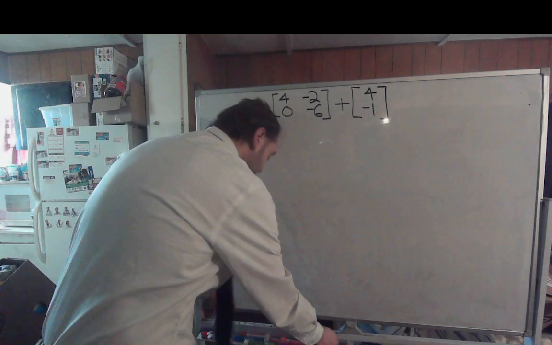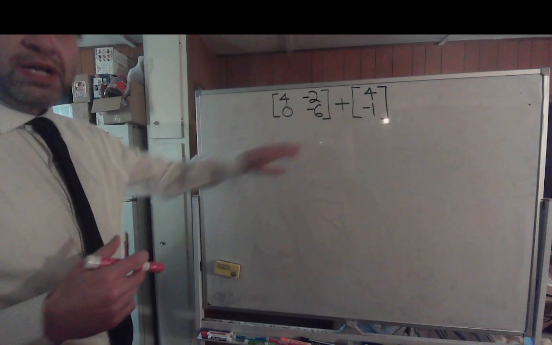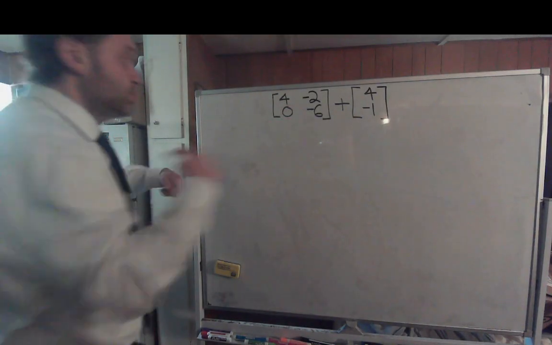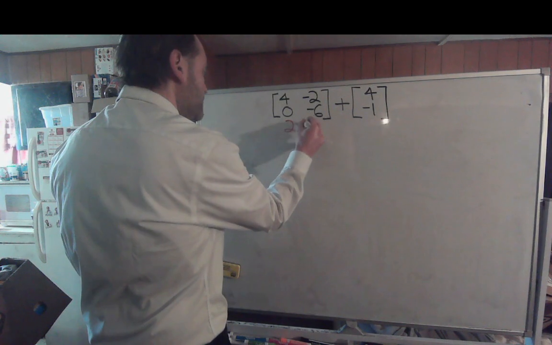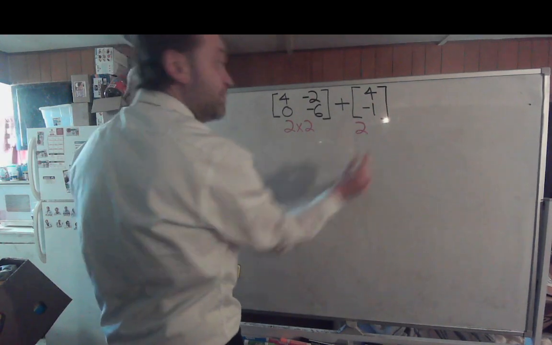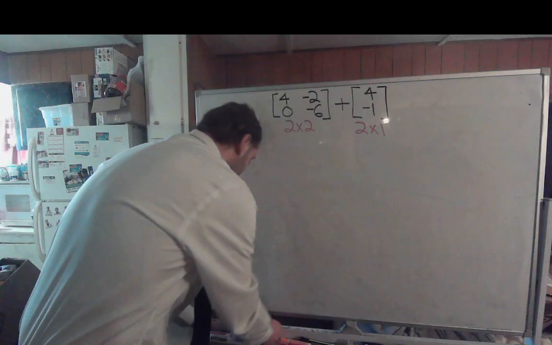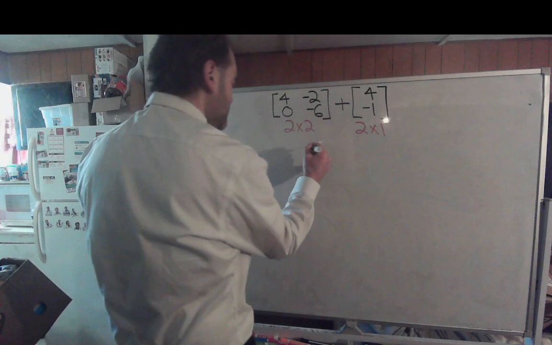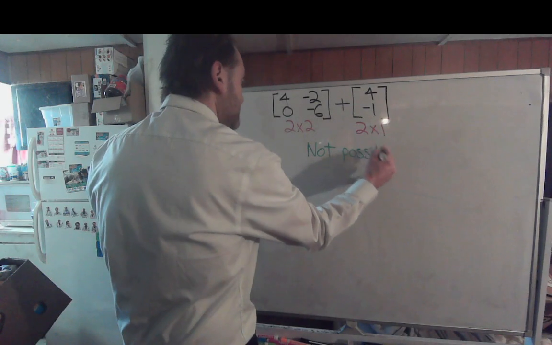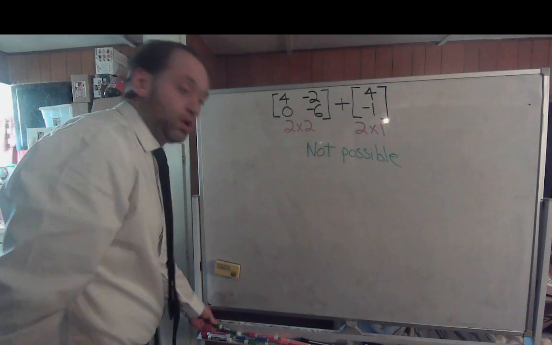Well, before we even try to do the addition, let's figure out what are the dimensions of each matrix. This first matrix here, it has 2 rows and 2 columns. This is a 2 by 2 matrix. What about the second matrix? Well, you still have 2 rows, but you have only 1 column. So these two dimensions are not the same. It's not possible, because both matrices would need to have the same dimensions in order to be able to add them. Since they don't, you can't add these. It just doesn't work.